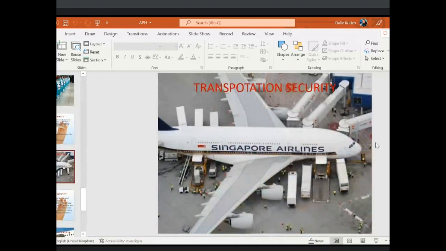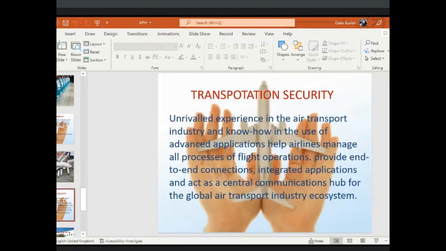This is transportation security. If you could see buses here, you also have aero bridges connected. While some passengers enter via aero bridges, there is also the possibility of buses, where the passenger comes by bus.